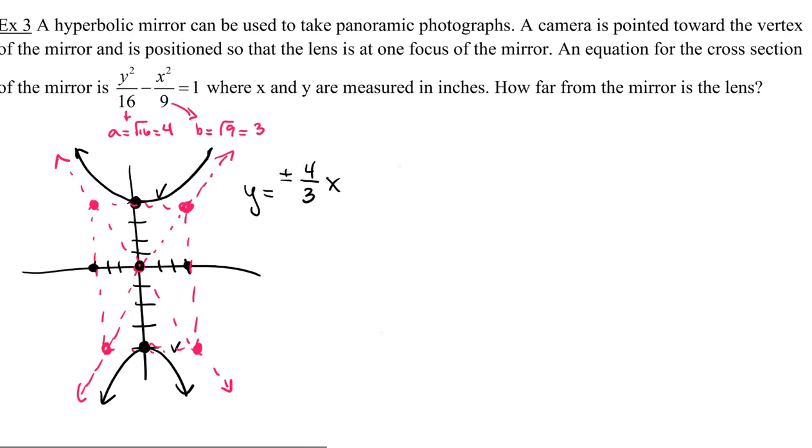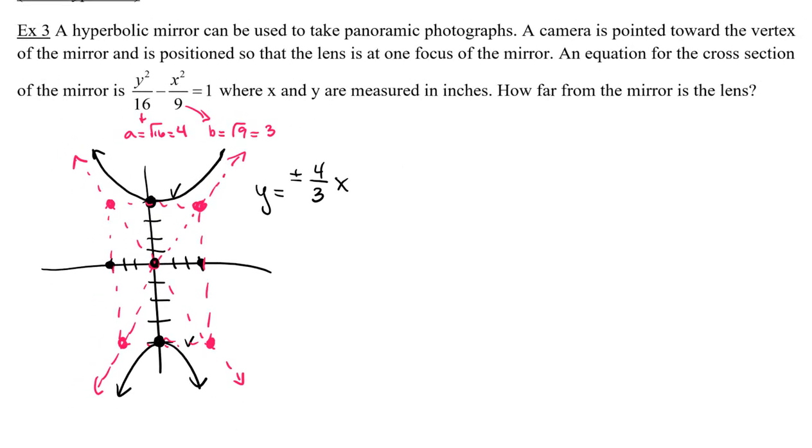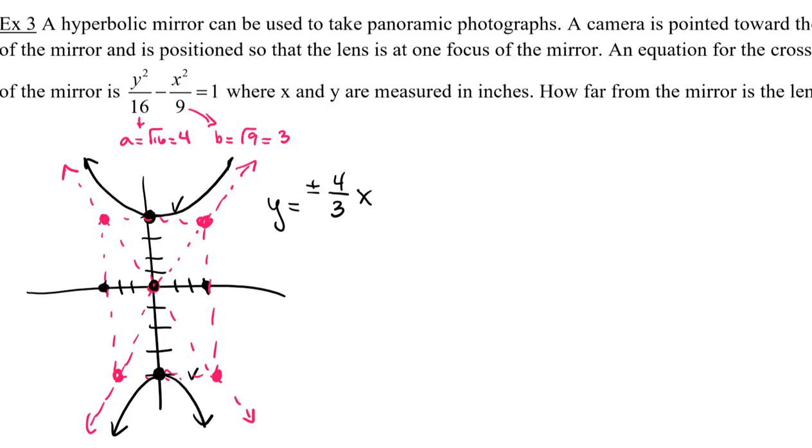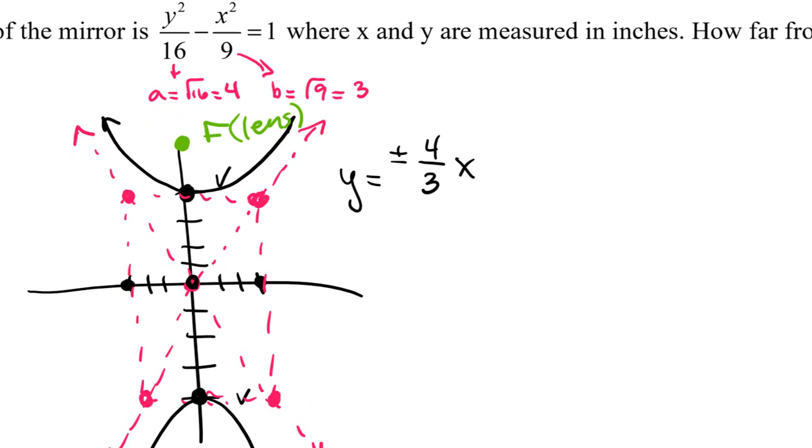Now let's go back into the words here. A camera is pointed towards the vertex of the mirror and is positioned so that the lens is at one focus of the mirror. So I'm going to write this right here, and I'm going to put a little F there for focus. What does the focus represent? That is the lens, one focus of the mirror, so I'm just going to write lens right next to that. That's where the lens is. And then the vertex is going to be the mirror. So I've got my mirror right there at the vertex.